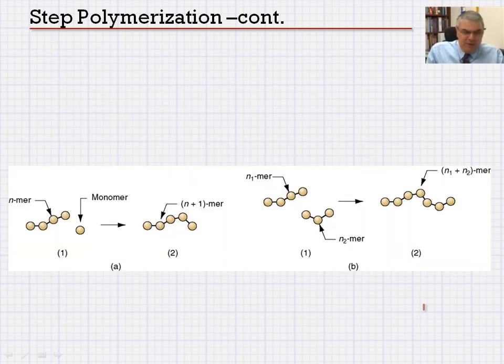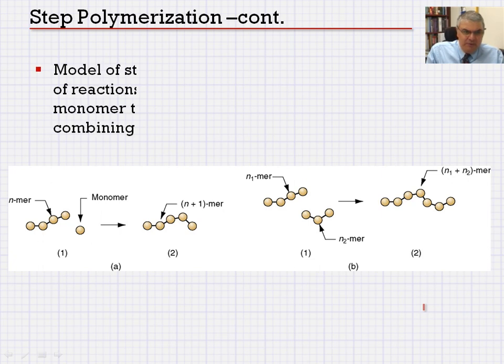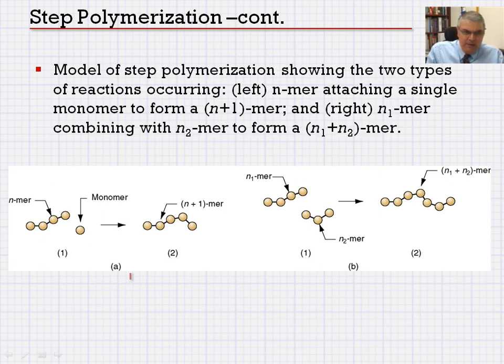So let's take a look at the model of a step polymerization. The model in part 1, this is A. You're going to have N-mers and monomers, and then we're going to have the N-mer and the monomer together. It's going to show as something like the model in part 2.